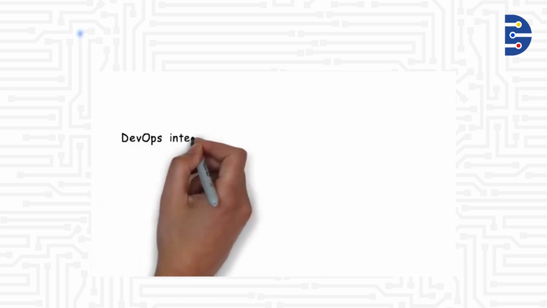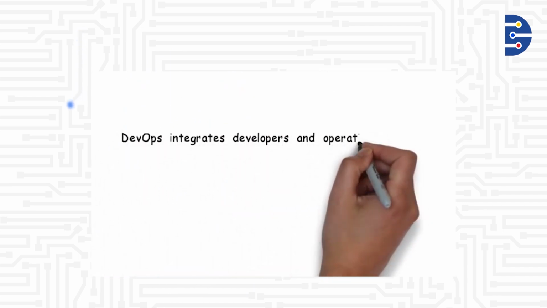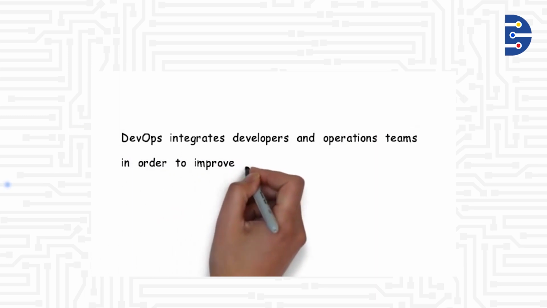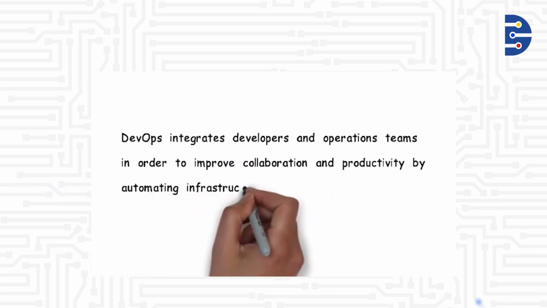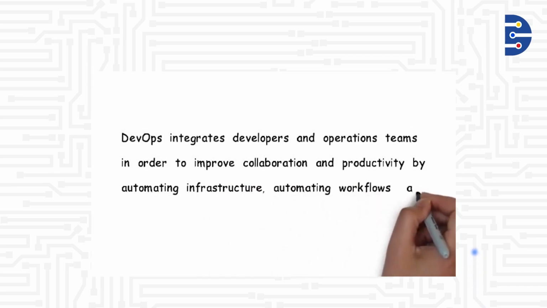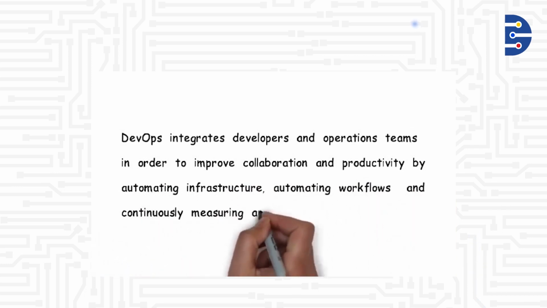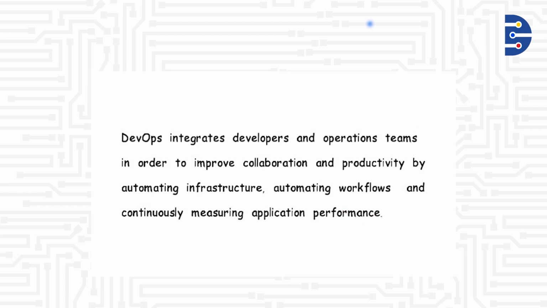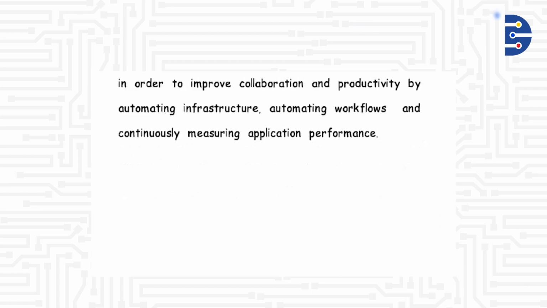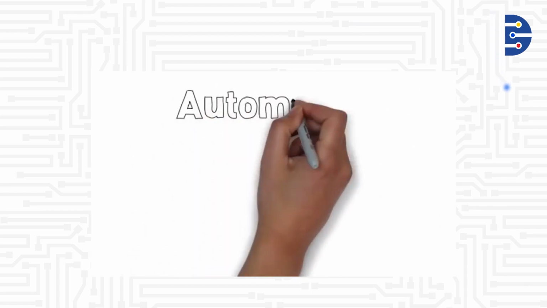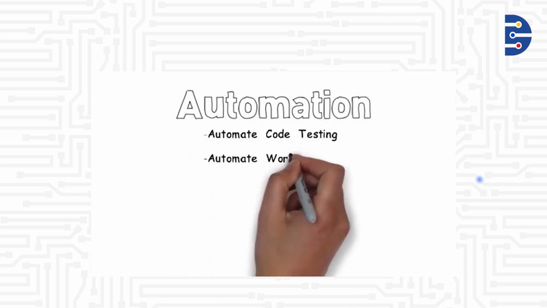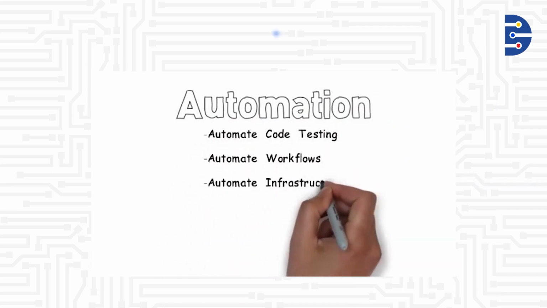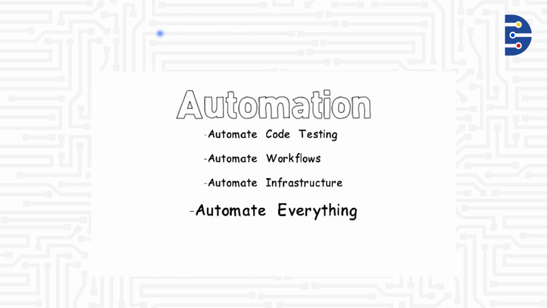So what is DevOps? DevOps integrates developers and operations teams in order to improve collaboration and productivity by automating infrastructure, automating workflows, and by continuously measuring application performance. If Anna and Dave's teams were more DevOps oriented, they would do a few things differently. They would place more focus on automation. DevOps teams try to automate everything, from testing of new code to how infrastructure is provisioned.